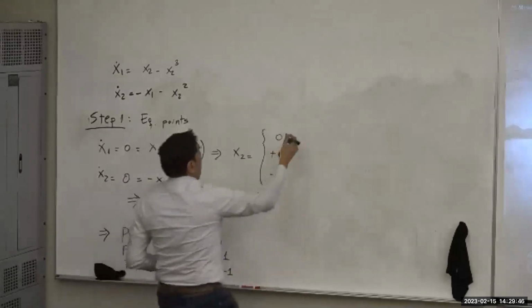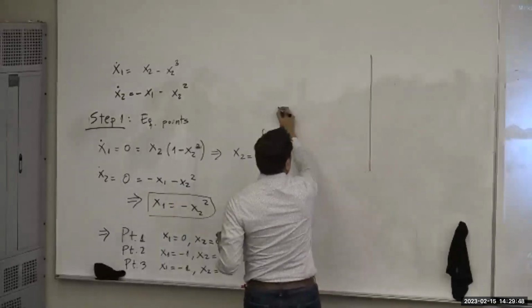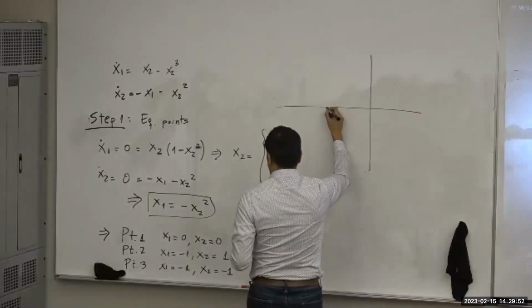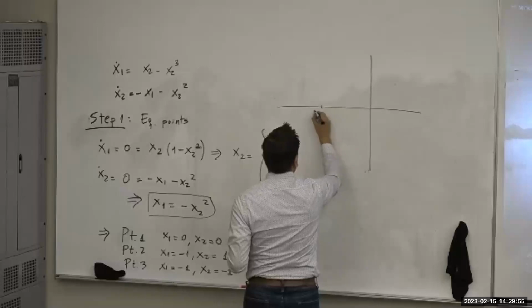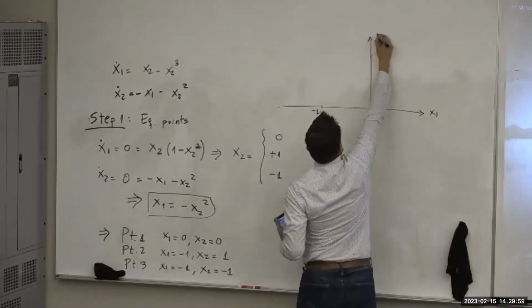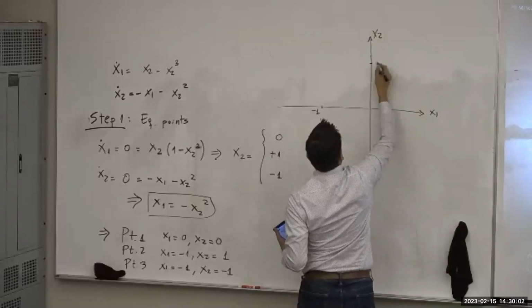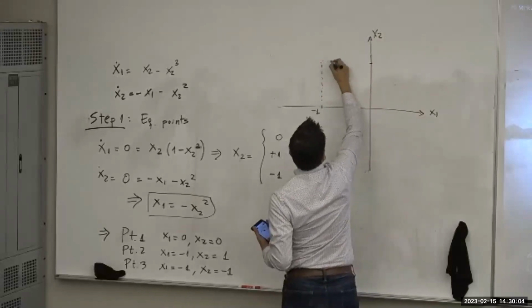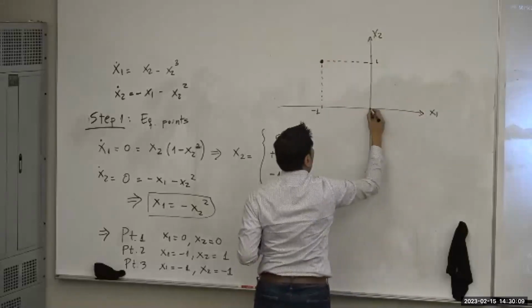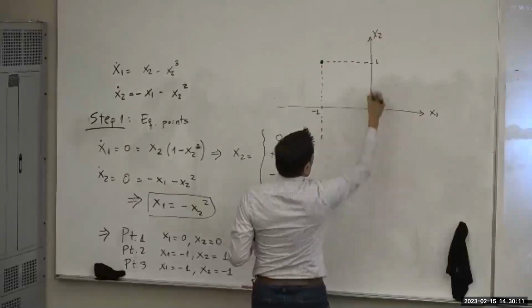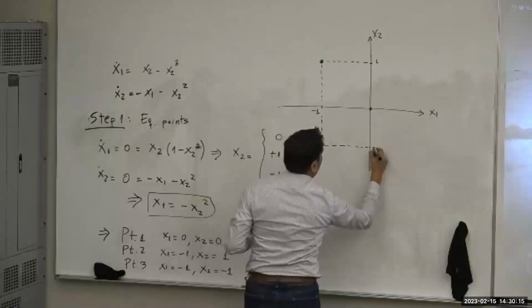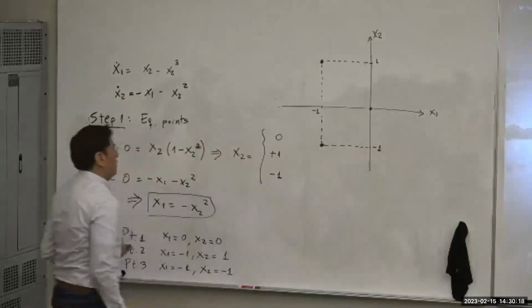So in the phase plane, we have -1 for x1 here, and this is going to be x2. Here we will have 1 for x2. So you have a point here, and then you will have a point right there. So we have 3 equilibrium points.